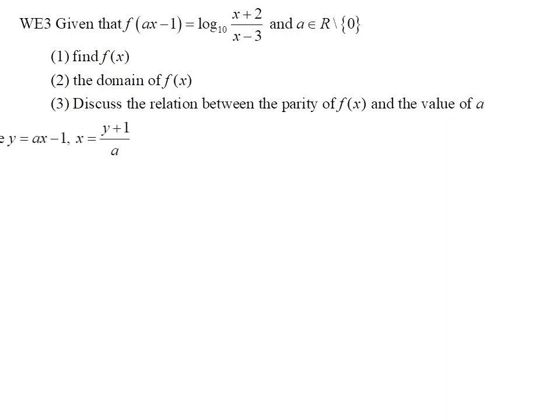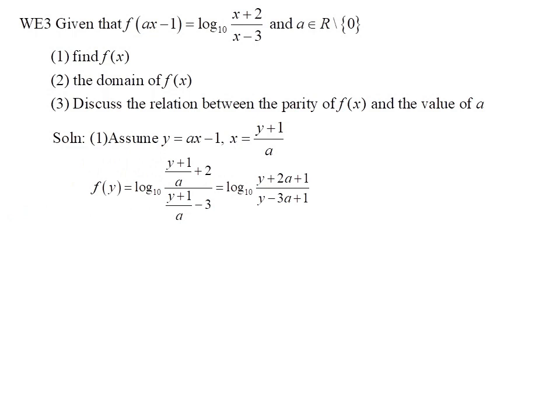As for the first question, we assume y equals ax minus 1. Hence, we can express x in terms of y. As can be seen on the screen, x equals (y plus 1) over a. The next step is to replace x by (y plus 1) over a in the original equation, and we have the expression f(y) equals the common logarithm of (y plus 2a plus 1) over (y minus 3a plus 1), which is equivalent to f(x).